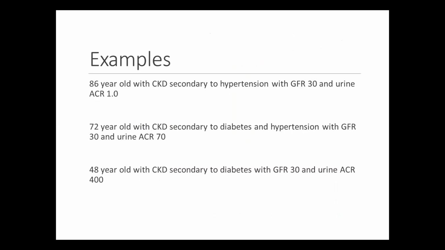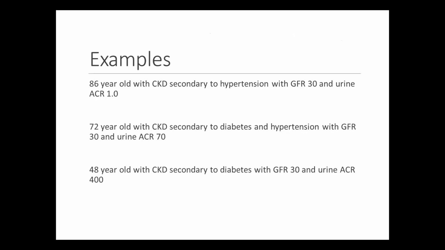I've created some examples of 3 individuals here with the same GFR, but different levels of proteinuria and slightly different clinical pictures. And I'll give you a minute just to take a look at them and think about their risk of progression to end-stage renal disease. Who do you think has the highest risk, and what do you think the risk is? We'll come back to them in a few minutes.